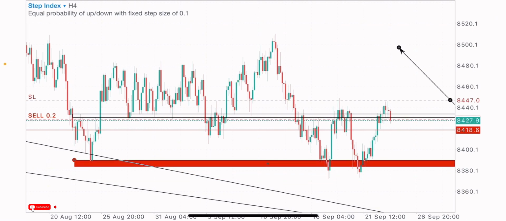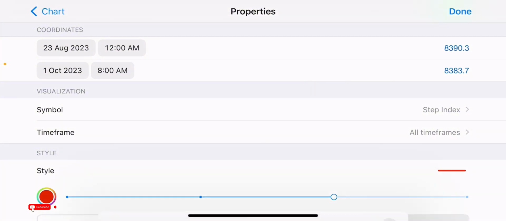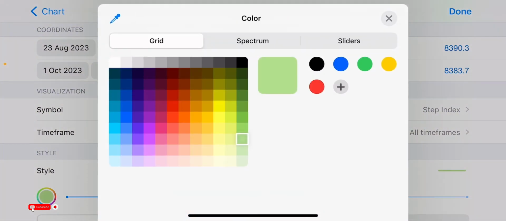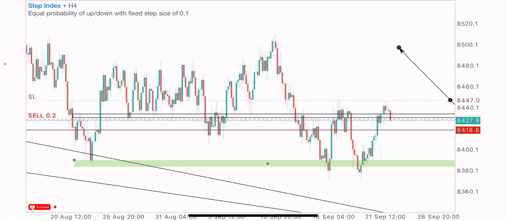Let's change the color of these. And make it green, right? Let's make it green, lighter green here. It looks good right now.